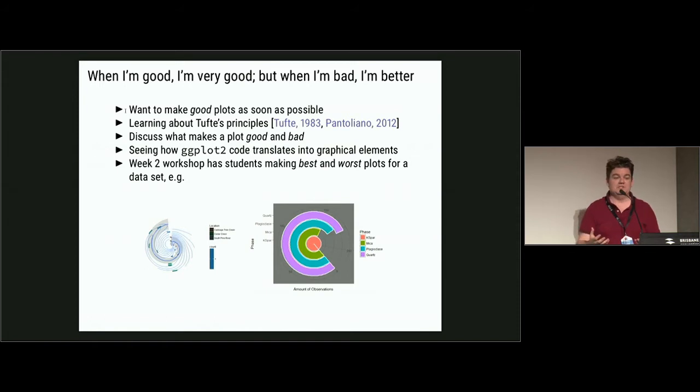The one that I want to skip to especially is here. We want to make good plots as soon as possible. So we learn about Tufte's principles of graphical excellence, like, you can't just make plots in a vacuum. We discuss what makes a plot good, we discuss what makes a plot bad. I think teaching a student how to make a really bad plot by design teaches them a lot about what a good plot looks like. So they're thinking about what is the clearest way that I can represent the variables in this data frame rather than what's a really clear way to put points and lines on a page.